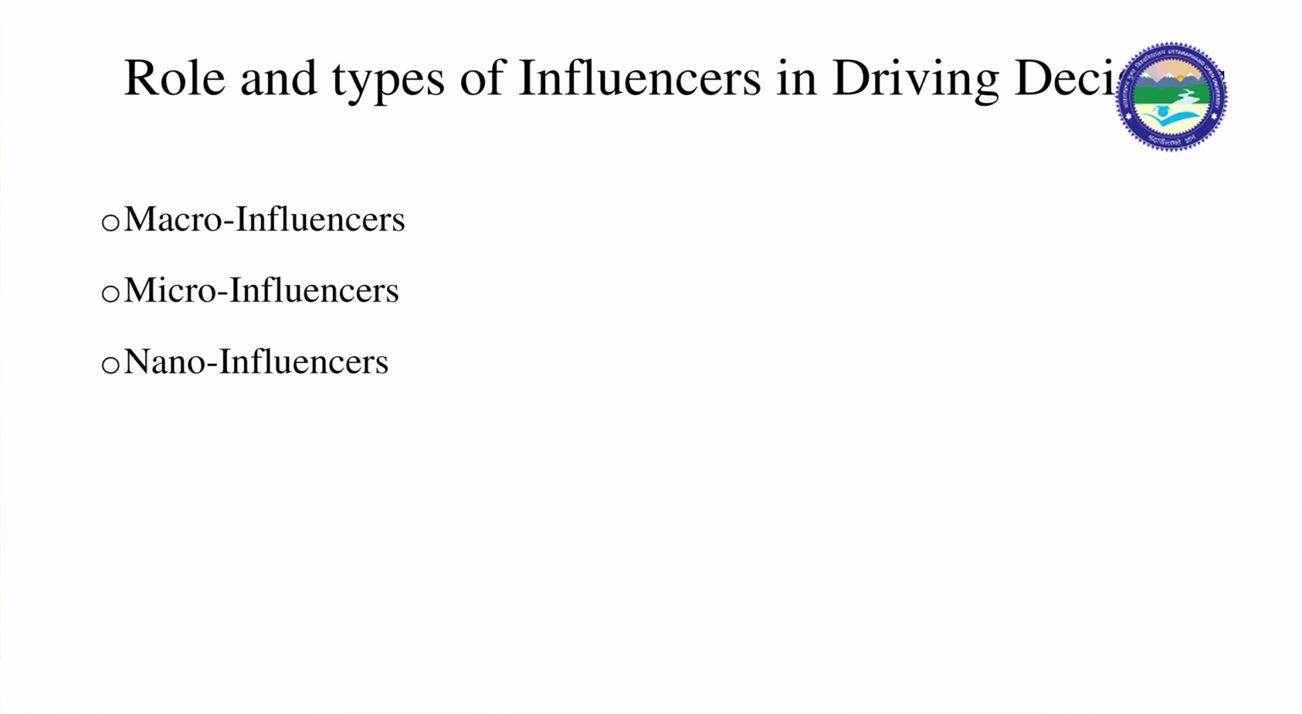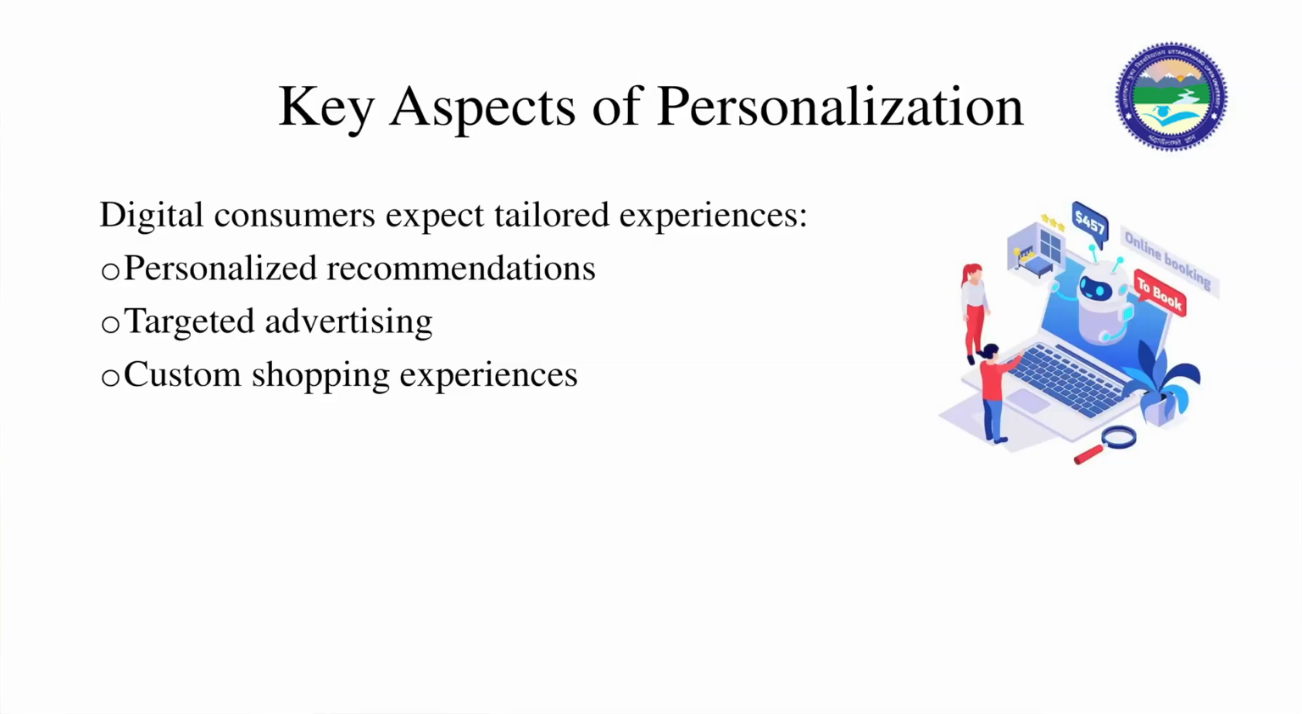And the last one is nano influencers, the third category of influencers. They have approximately 1000 followers. They have extremely close and trusted connections with their audience. Next, we will discuss the rise of personalization in digital consumer behavior.